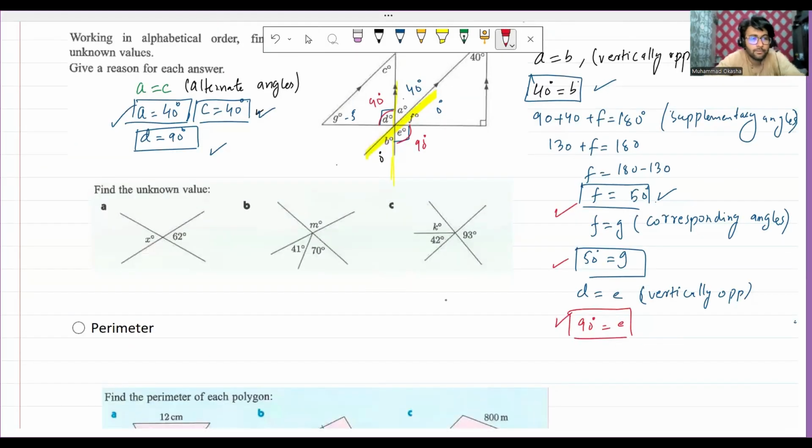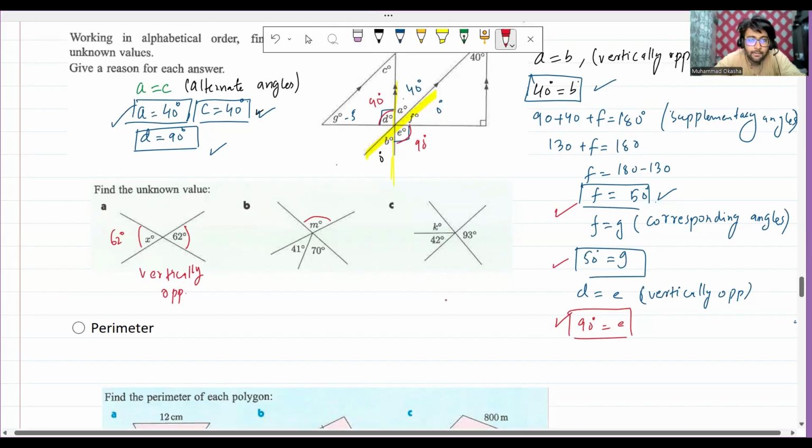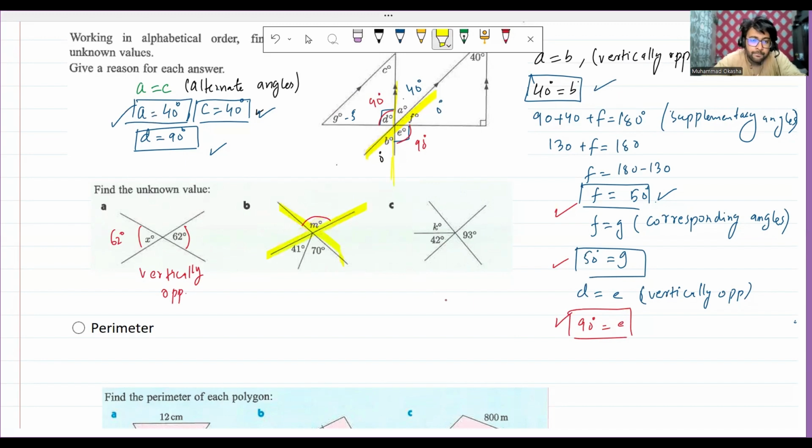Okay, find the unknown value. This is 62 degrees. This is also 62 degrees because of angles which are vertically opposite to each other, right? Angles on a cross. Interesting. This is M degrees. Then if you talk about angles on a cross, then these two angles should also be equal to each other.